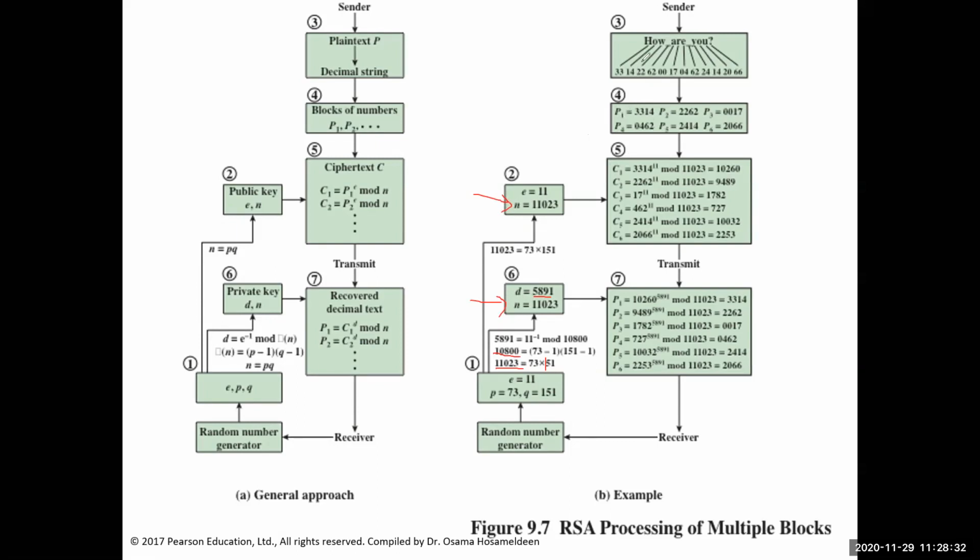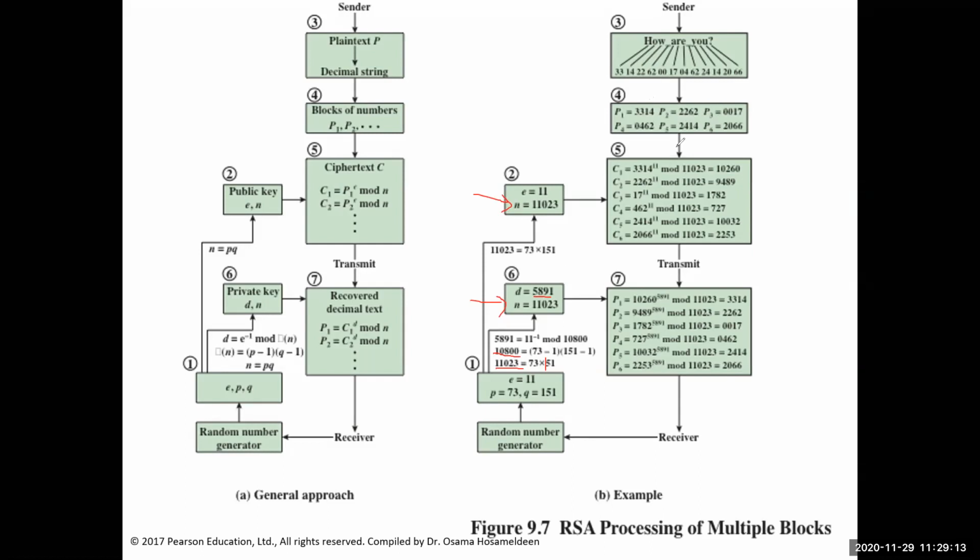These are the P's, as I told you about how to divide it to plain text. We have H corresponding to 33, and O corresponding to 14, and W corresponding to 22, and so on. After that, we can take the plain text to be 3,314, and P2, the second part of the plain text, is 2,262, and so on.